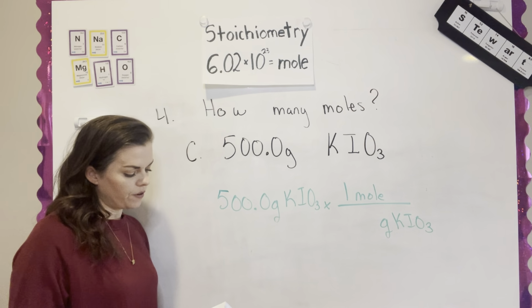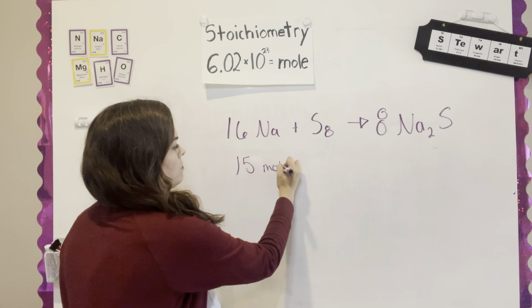Question number 17 is using that same equation, or the same reaction, from question number 16. It says, suppose a chemist wants to make Na2S. You're adding 15 moles of sodium.